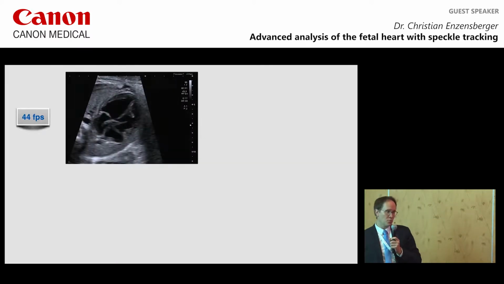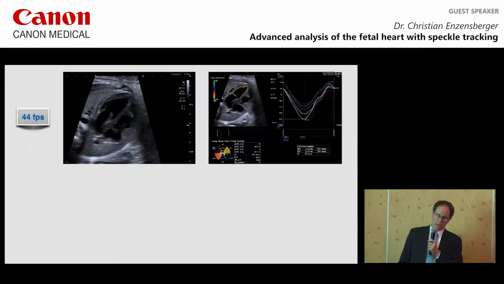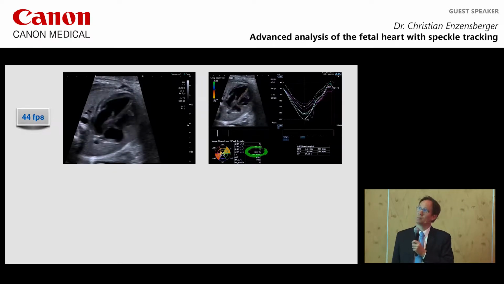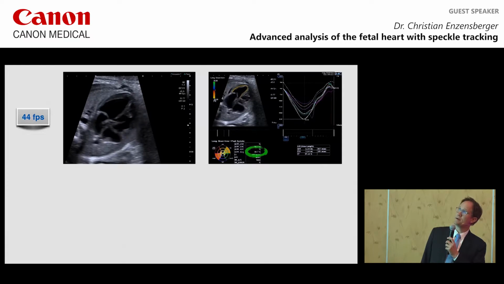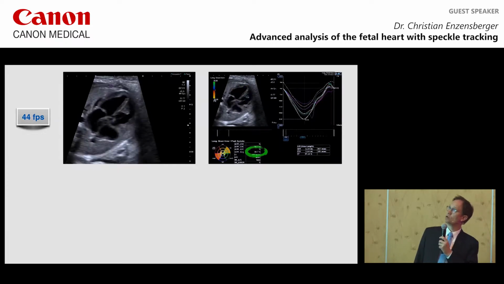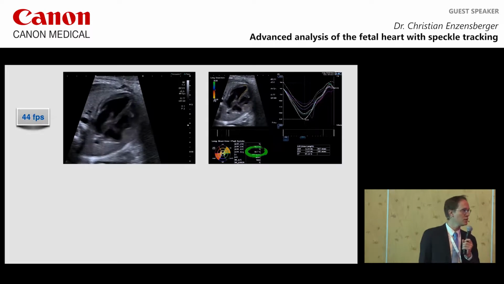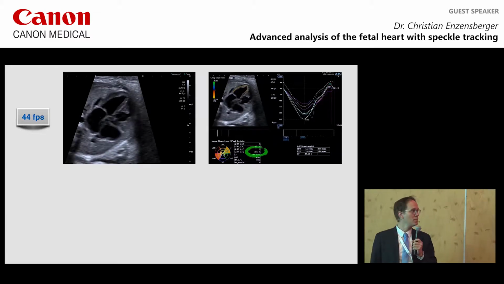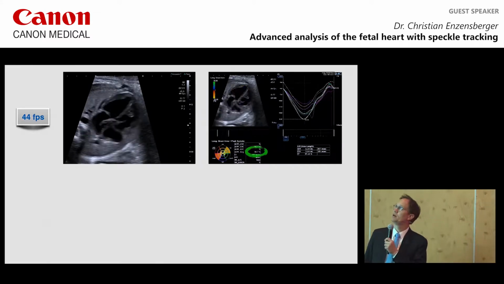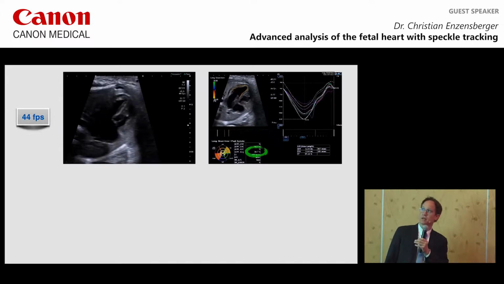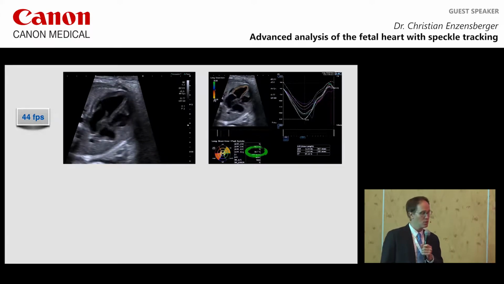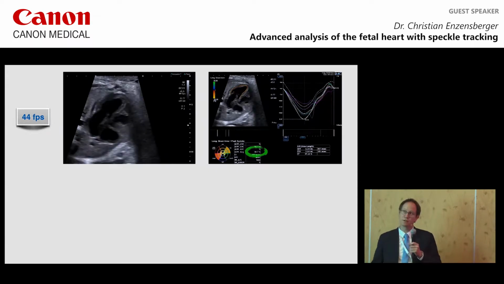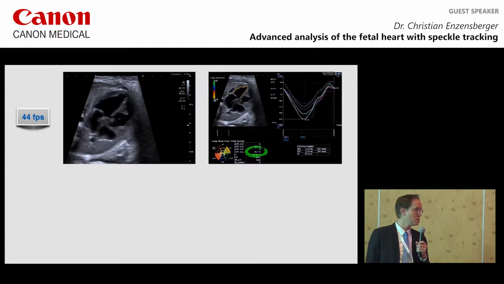Now, as I said, frame rates, just to show you that there is definitely a point where we have to think about. This is a fetal heart, a normal fetal heart. What do you think? What kind of gestational age do we have here? I'm asking that because we know that in higher gestational ages we have the problem that our scan range must be quite wide, which automatically reduces the frame rate.